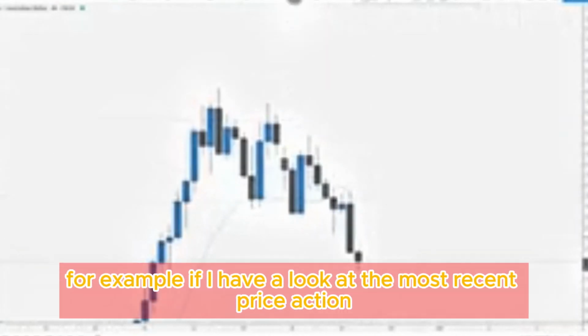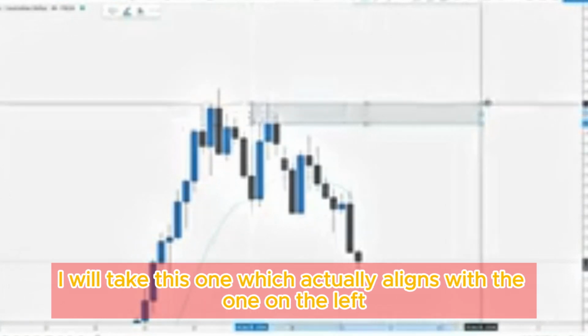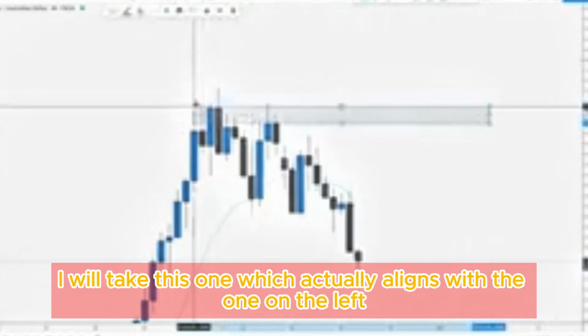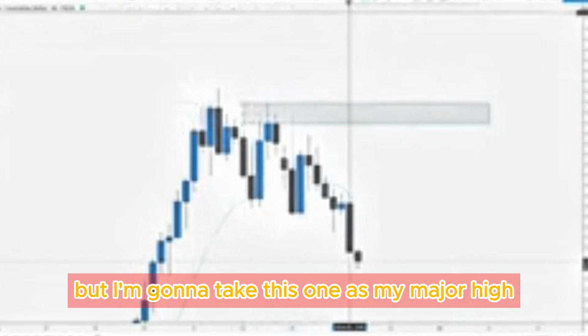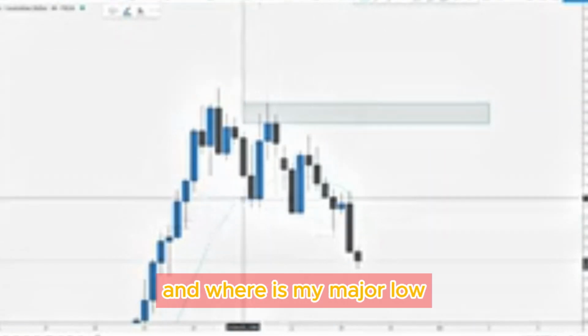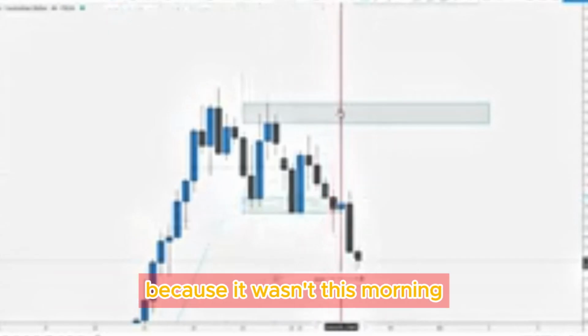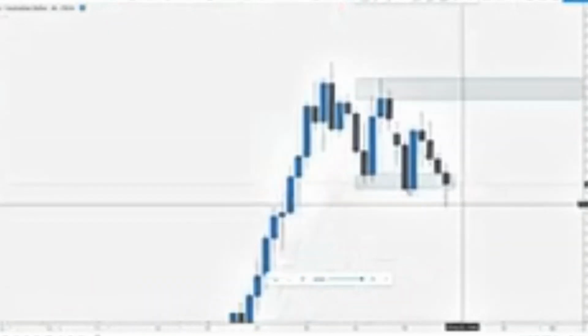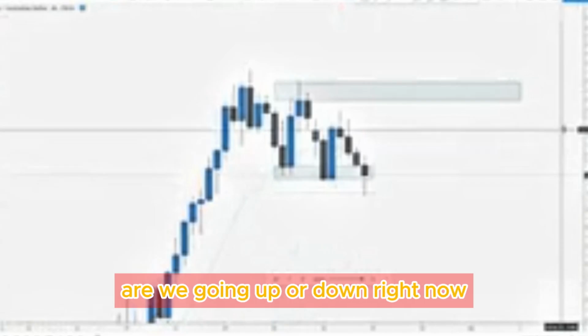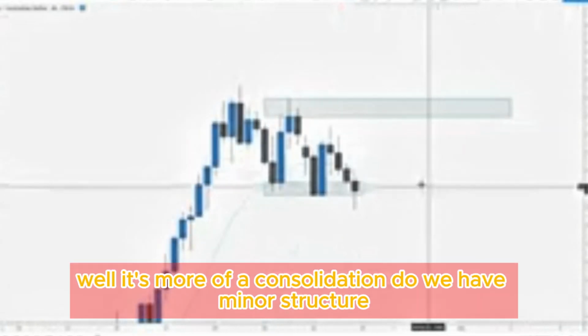For example, if I have a look at the most recent price action, I will take this one, which actually aligns with the one on the left, but I'm going to take this one as my major high. And where is my major low? Well, right here, for example. Imagine that this price action wasn't developed because it wasn't this morning. And so what do I see on this market? Are we going up or down right now? Well, it's more of a consolidation.